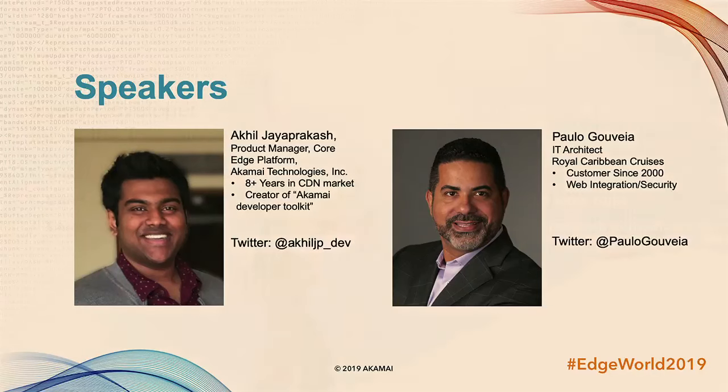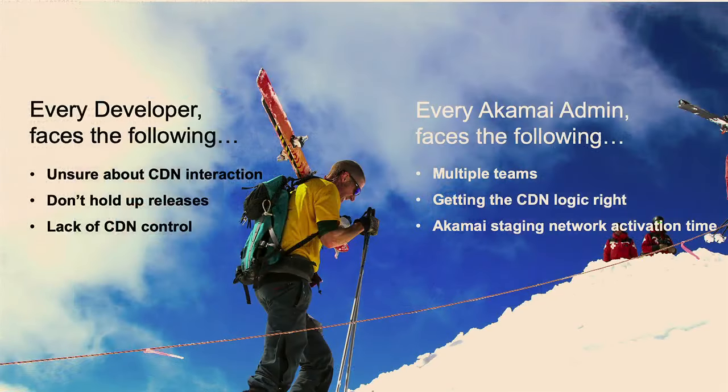All right, going into the next one. Some history about when we started hearing feedback from customers. There were two kinds of users who told us about problems they faced when interfacing with Akamai. The first set of problems was things like, as a developer, I don't really know how my code is going to interact with the CDN. A CDN is a black box. I don't know how it's going to work.